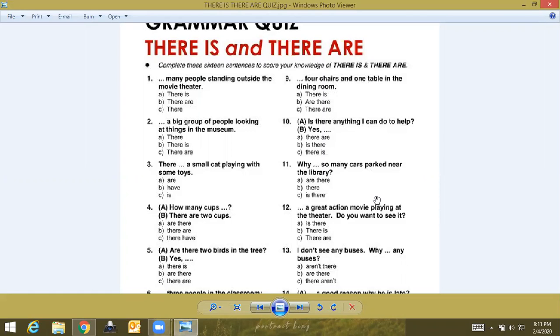Is there anything I can do to help? Yes, there is. Perfect. Is there anything I can do to help? Yes, there is. ¿Hay algo en lo que yo pueda ayudar? Le dicen, por supuesto que lo hay. Yes, there is. 11, another volunteer.